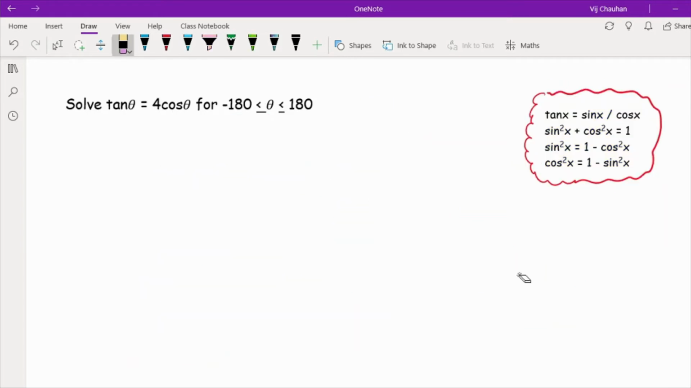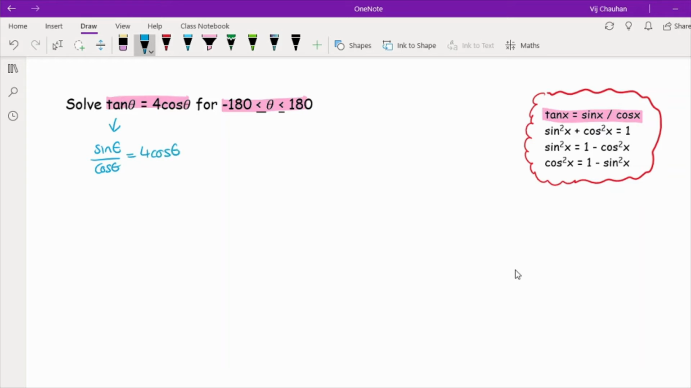So moving on to our third example, in this question we've been asked to solve tan theta equals 4 cos theta for the range of minus 180 to positive 180. Now as you can see in the initial equation, I've got no powers, so the only trig identity I can initially use is going to be tan x equals sine x over cos x. So if I go about replacing tan theta with sine theta over cos theta, that equals 4 cos theta.